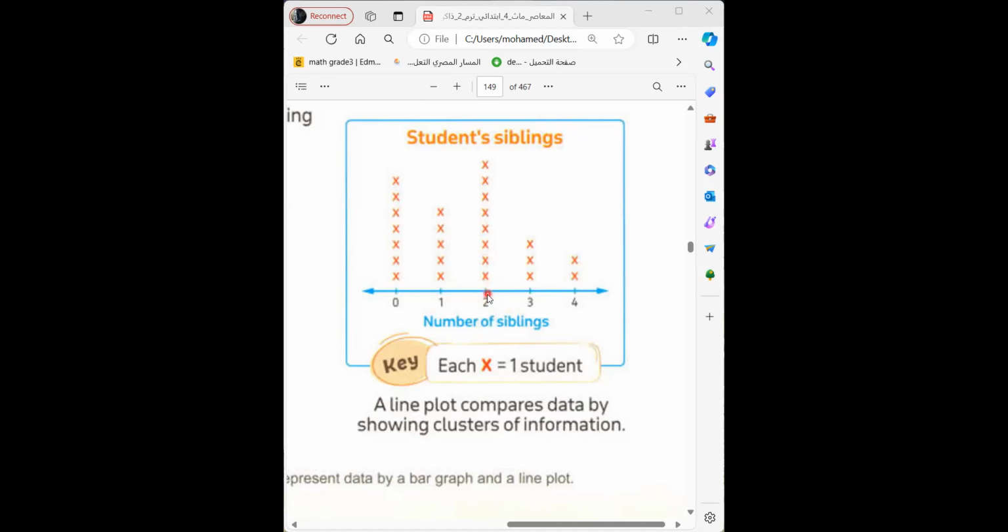Oh my God, there are lots of students. Which one is the least? Amazing. The 4 is the least. Good job, all of you. All of them are easy. Ready for the next part?